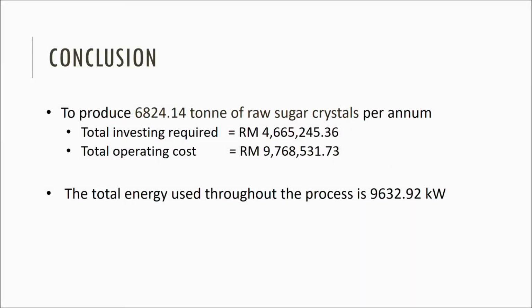For the conclusion, to produce 6,824.14 tons of raw sugar crystals per annum, the total investment we require is 4.6 million ringgit, while the total operating cost is 9.76 million ringgit. The total energy used throughout the process is 9,632.92 kilowatts.